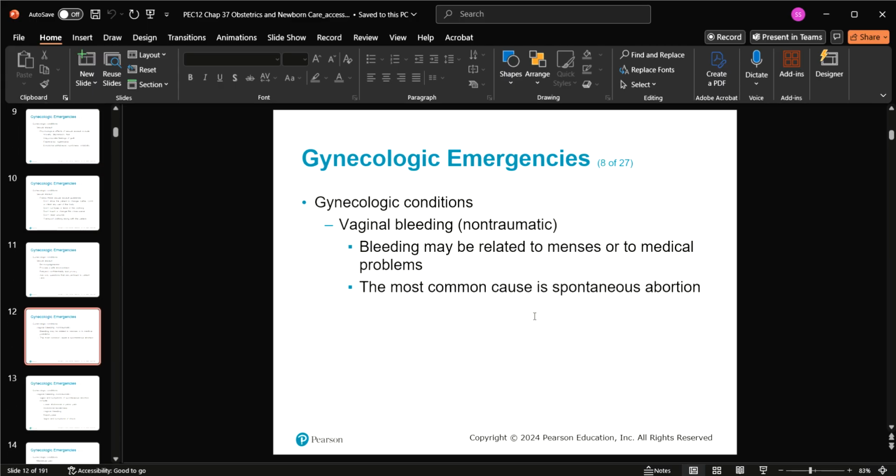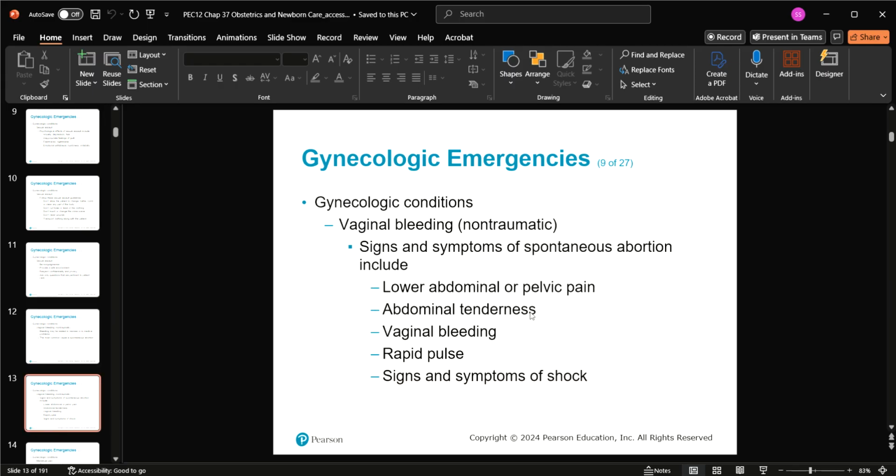All right, so there's also non-traumatic vaginal bleeding. It could be just related to their period or their menses, or they may have some other type of medical problem. The most common cause when we talk about medical problems is spontaneous abortion. So the woman is pregnant, and the body rejects the fetus, and they have a spontaneous abortion. Some signs of this: lower abdominal or pelvic pain, tenderness, vaginal bleeding, rapid pulse, possible signs and symptoms of shock. They may be going into hypovolemic shock depending on the amount of bleeding that occurs.